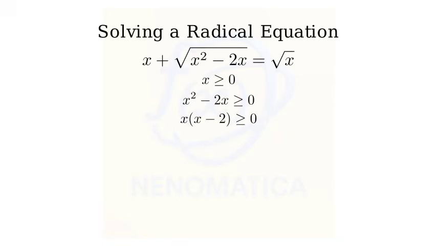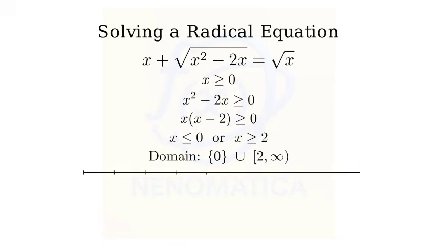Factor the quadratic as x times x minus 2. This is non-negative when x is less than or equal to 0 or x is greater than or equal to 2. Intersecting with x greater than or equal to 0 gives x equals 0 or x greater than or equal to 2. Let's illustrate that on a number line.